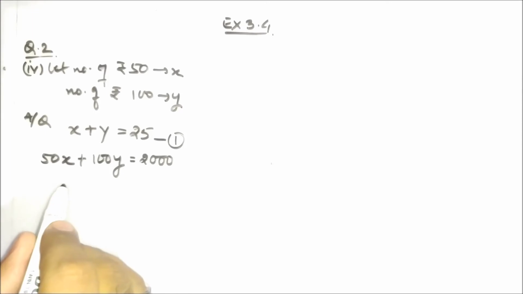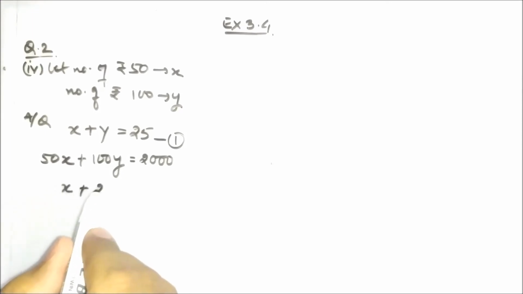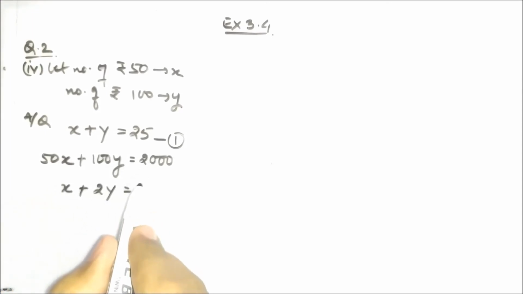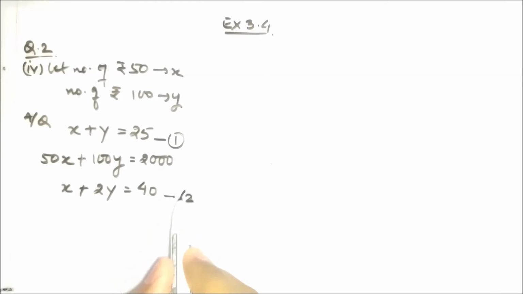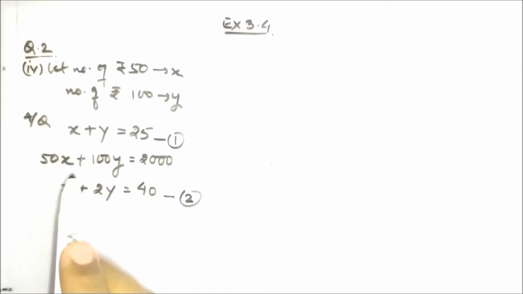So here we can say that this will be x plus 2y, and this will be equal to 40. When you divide this complete equation by 50, now this will be our second equation. Now we need to get the value of x and y using the elimination method. So here we can easily eliminate x as it has the same coefficient.